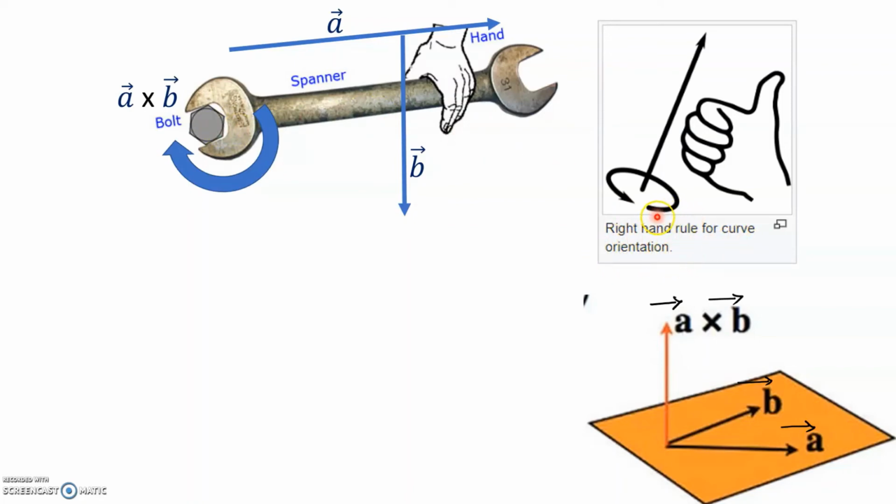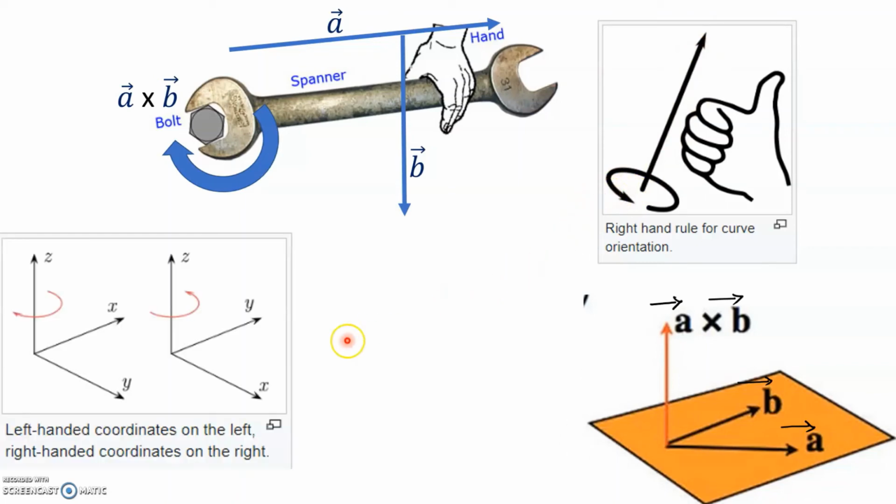What does that mean? The A and B vectors are causing a circular motion, and the resultant of this circular motion on this plane is a vector which is perpendicular to this motion. So you have the motion in the circular direction, and you have the thumb in the direction perpendicular to the motion. So the A and B vectors are acting on this plane, and your resultant vector is in this direction, which is perpendicular to this plane.